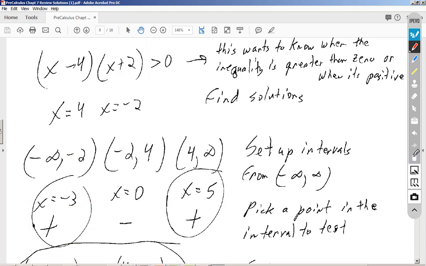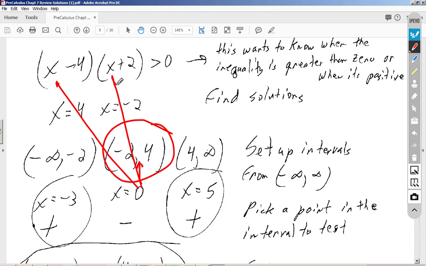Now I choose another point in my next interval. Between negative 2 and 4 is 0. So I'm going to substitute 0 into my two factors here. 0 minus 4 is negative 4. 0 plus 2 is 2. I multiply those together, and negative 4 times 2 is going to be negative 8. Since that is negative, all the numbers between negative 2 and 4 will give me an answer that is negative.